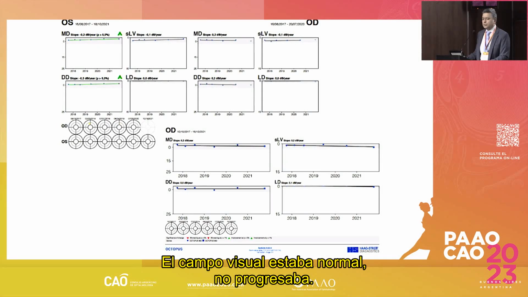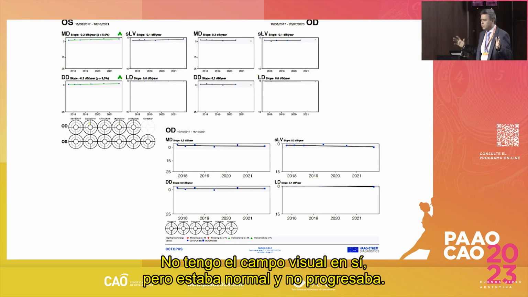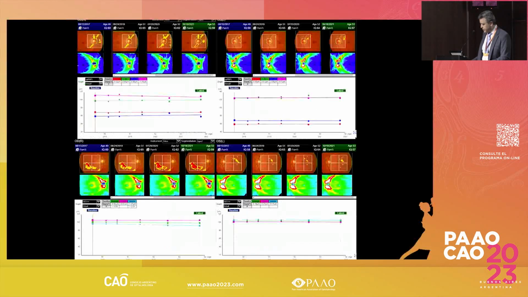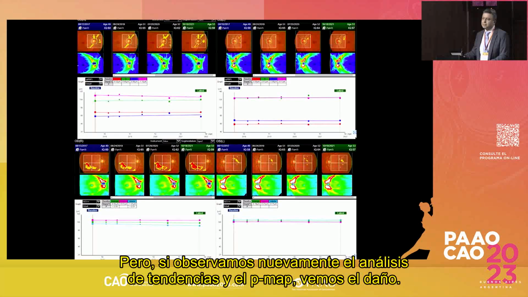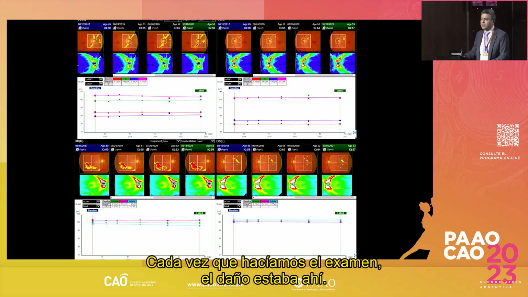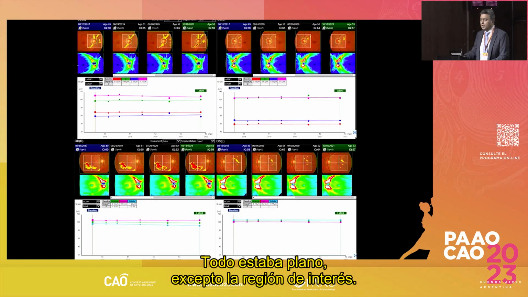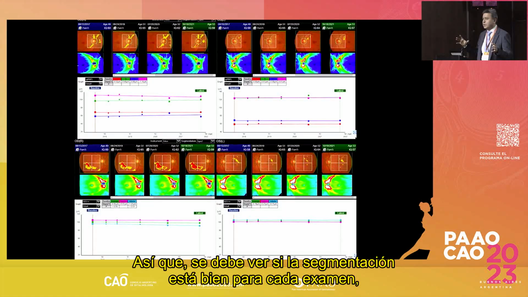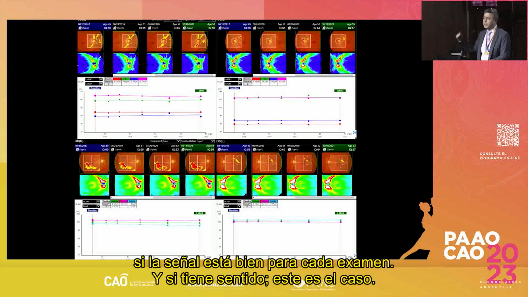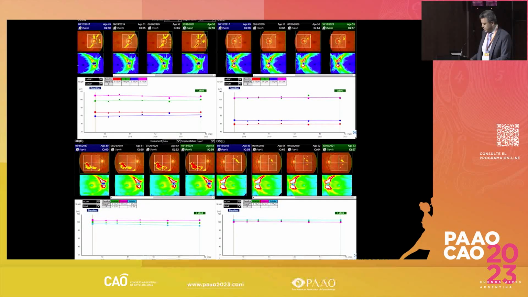And the visual field was normal and did not progress. I don't have the visual field itself, but it was normal and it was not progressing. But if you look again at the trend analysis and the probability map, the damage was there. Every time you did the exam, the damage was there. The shape was like a local defect for glaucoma, and it was progressing. So everything was flat but the region of interest. So you have to check if the segmentation is okay for each exam, if the signal is okay for each exam, and if it makes sense, and it was the case.